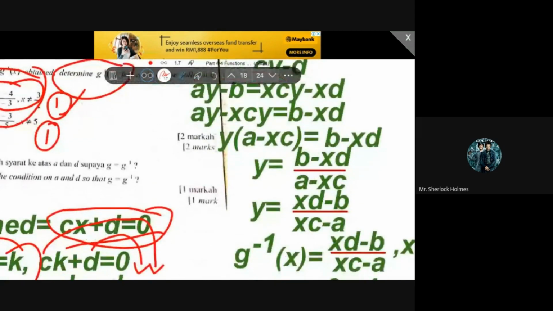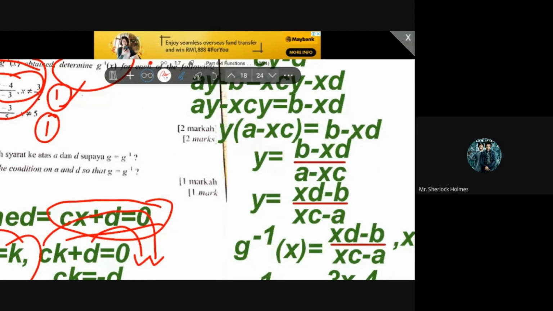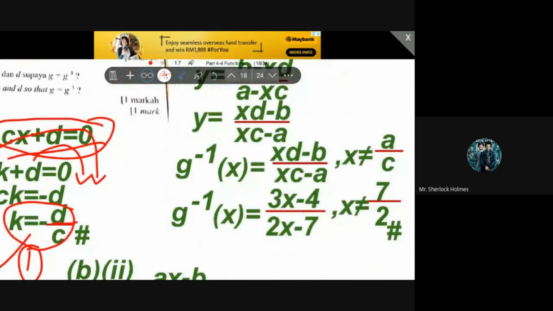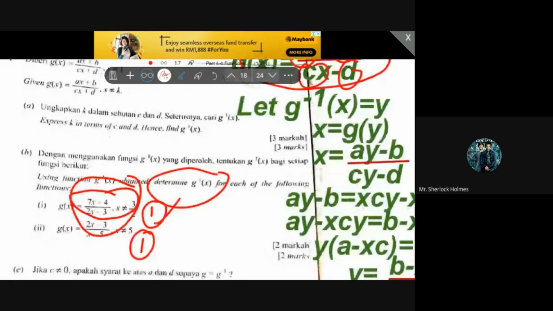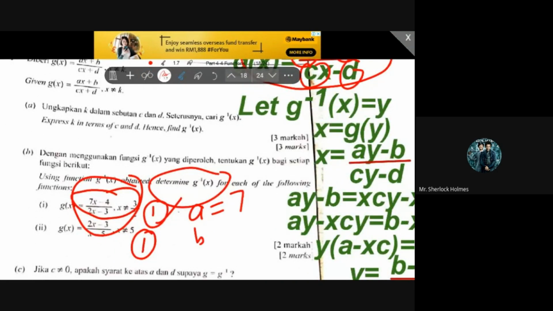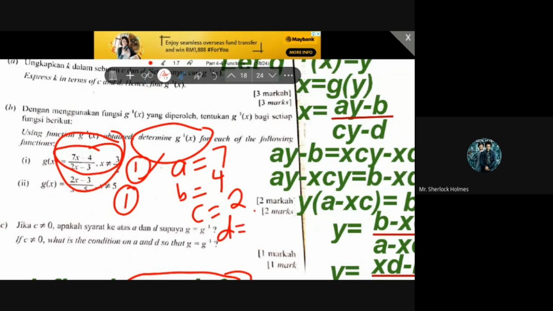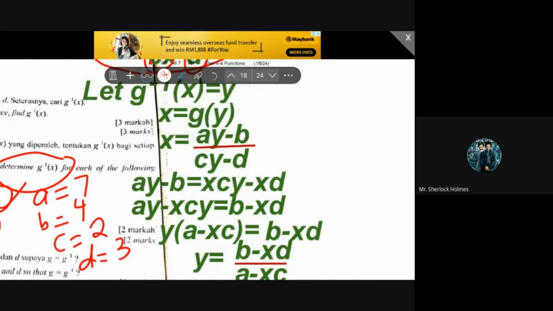Because I want to match the number with the alphabet, so that I can go from this step to this step. I just fill in the numbers inside. Here I will assume that A is 7, B is 4. Negative sign we ignore, don't take the negative sign. C is 2, D is 3. It's like your matrix in modern mathematics. So this is your A, this is your B, this is your C, this is your D. So this is how I do it. You will modify the equation so that you can get the inverse function.